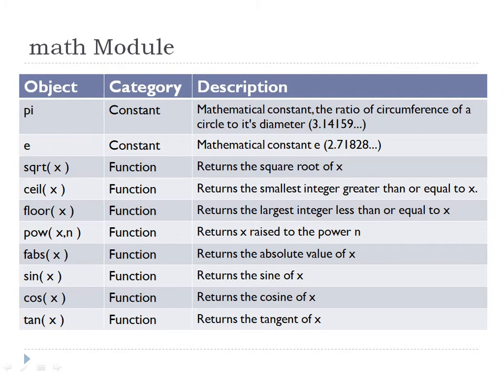Now we have the power function to calculate x to the power n. How will you write it? pow, that is the name of the function, and in brackets you provide two values. First will be x, second will be n. So it will return x raised to the power n. Next you have fabs, the absolute value of x. Then you have some known functions like sine of x, cos of x and tan of x. So these are the functions in the math module that are mentioned in your syllabus.